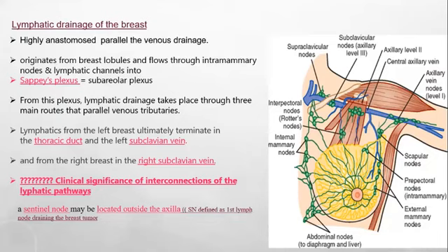Here, we can expect a sentinel node to be located outside the axilla. The sentinel node is defined as the first lymph node draining the tumor site, so it might be outside the axilla. The development of lymphatic mapping is really essential for visualizing these drainage patterns, and as we mentioned, for prognostic and therapeutic purposes.